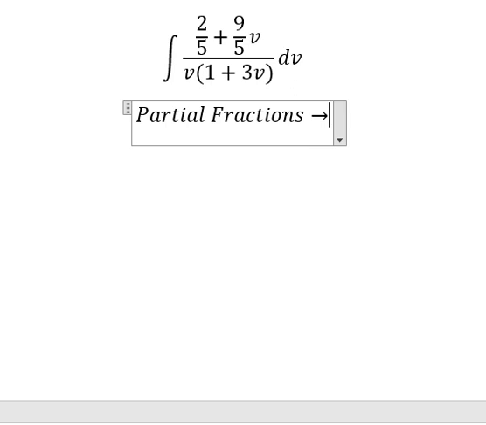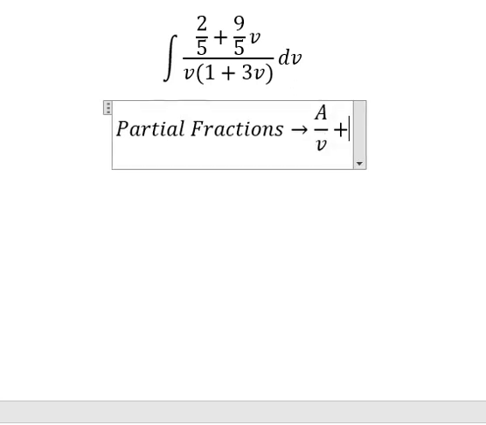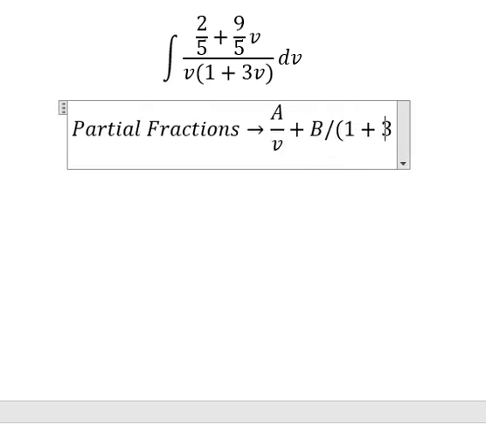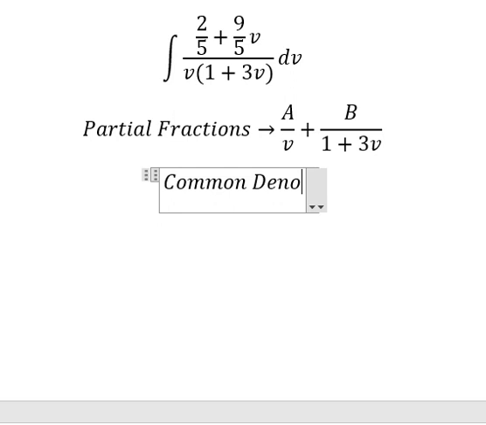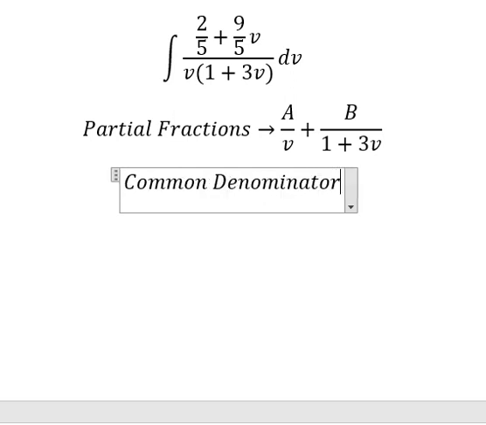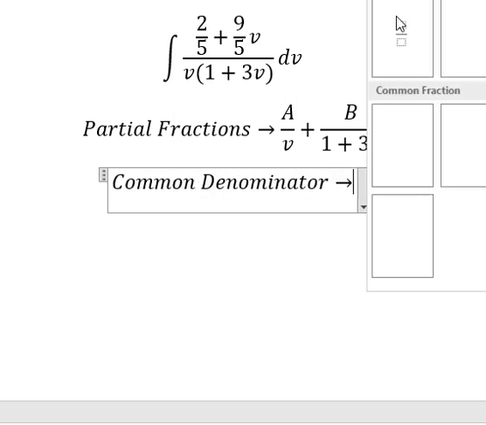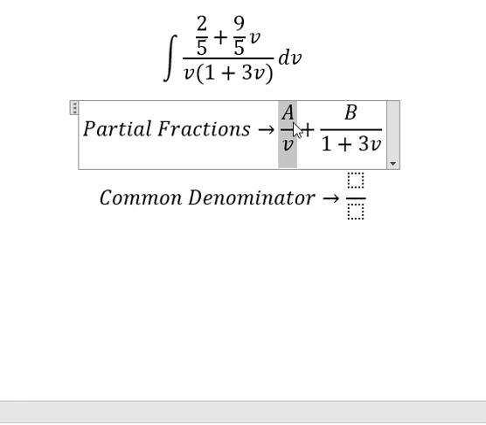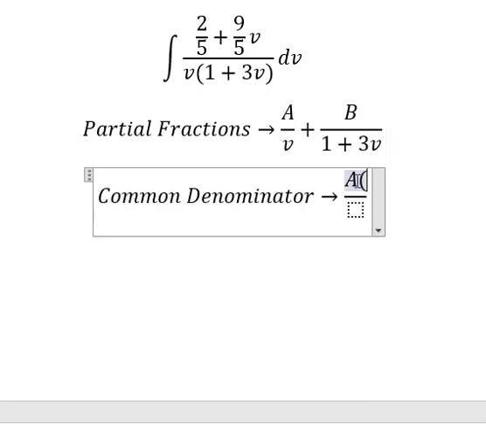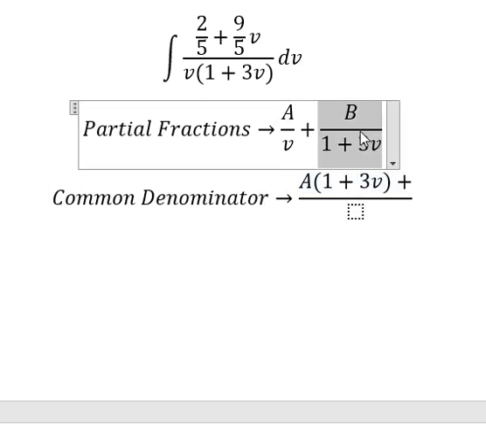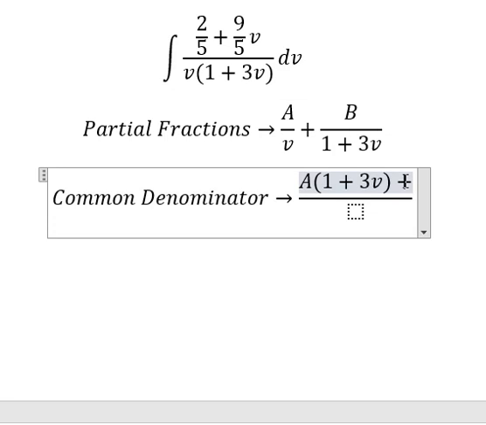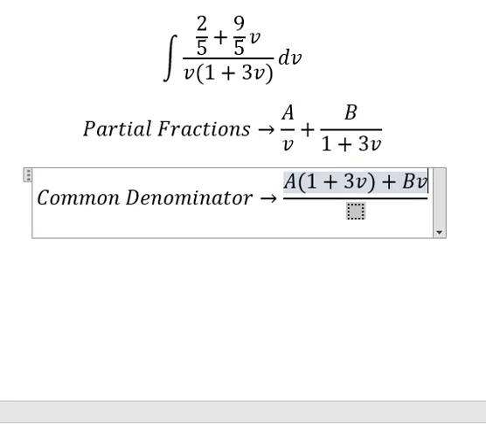So I will put A over v plus B over 1 plus 3v. Now we do common denominator. So about this one, it is missing 1 plus 3v, so capital A multiplied by 1 plus 3v. About this one, it is missing v, so capital B multiplied by v.